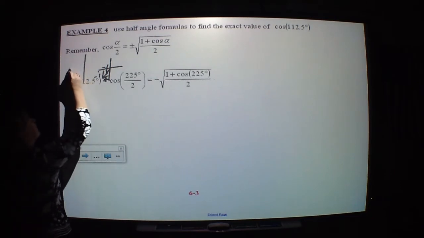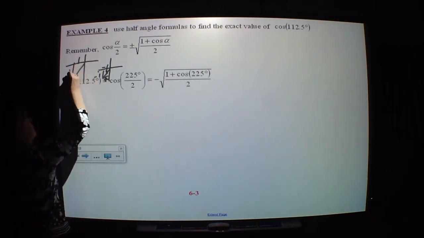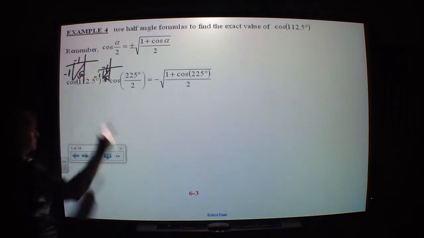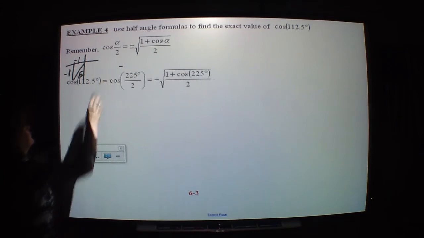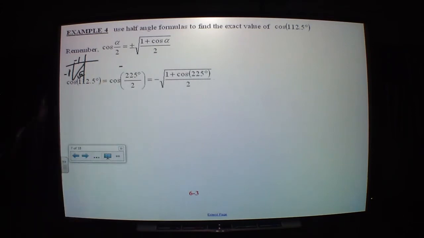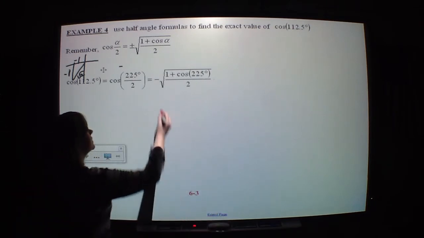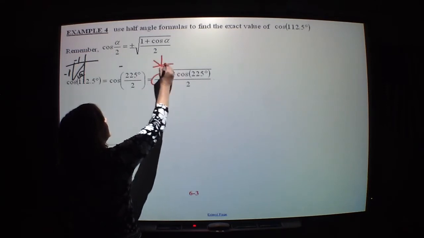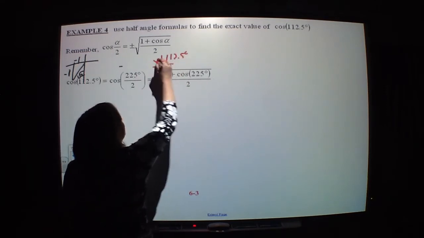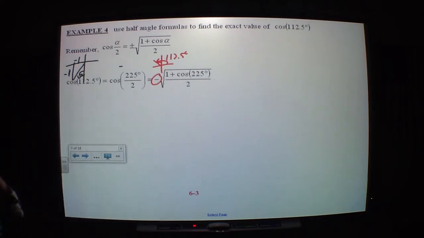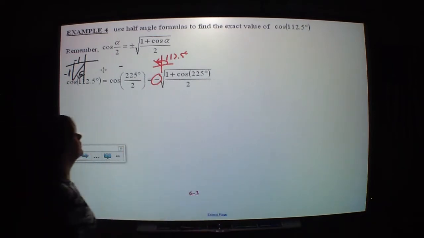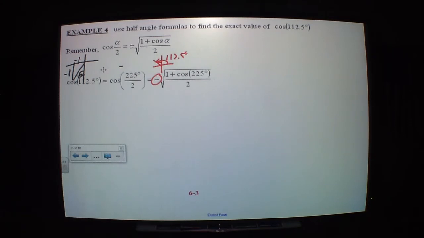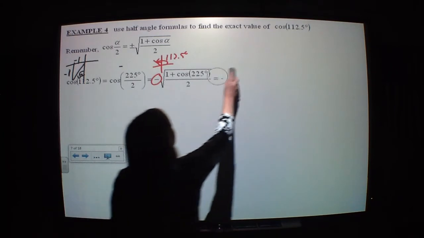Let me draw a better picture of it. 1, 1, they're both negatives, radical 2. Okay, so that's what I have there. 112 degrees. That's what this positive negative is. 112 degrees puts me in this quadrant. 112.5 degrees. In the second quadrant, cosine's negative. So that's why there's a negative in front of there. So now 1 plus the cosine of 225 degrees. 225 degrees, cosine is negative 1 over radical 2. So let's plug that in.